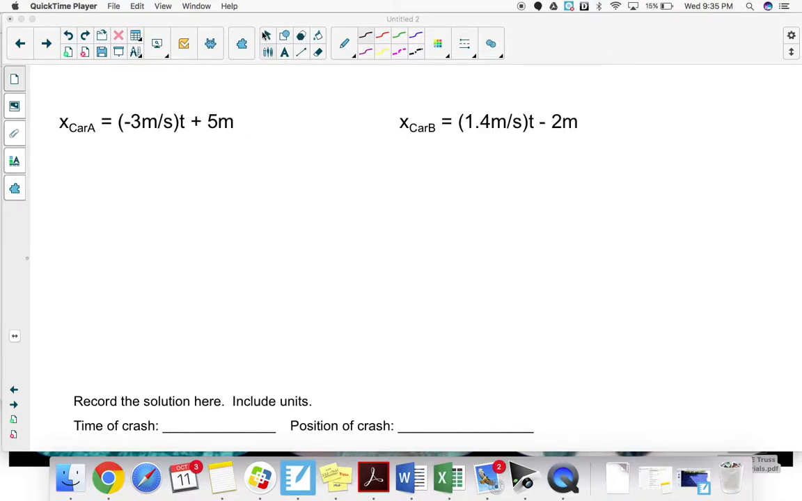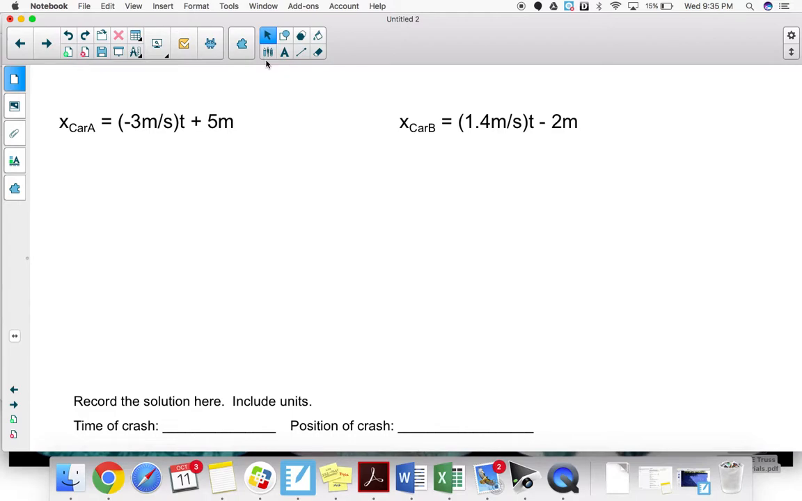Hey everyone, welcome to the last video here for the bell ringer. This last question, we're trying to figure out when the position and times are the same. So the way we start this problem is we pretty much just set both right sides of the equation equal to one another.